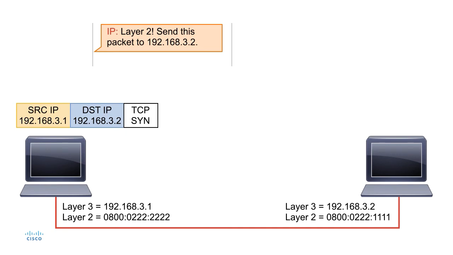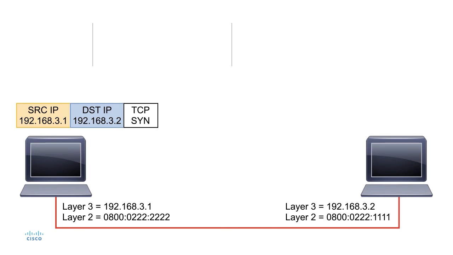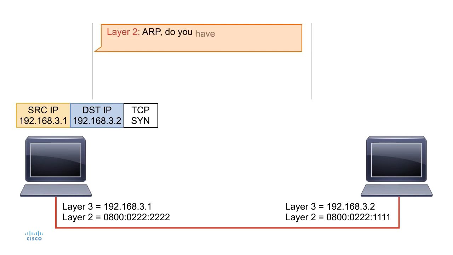Okay, so now the IP protocol has told layer 2 to send the packet to 192.168.3.2. Before layer 2 can do this, it needs to make sure it has an ARP cache entry. So layer 2 says, hey ARP, do you have an entry or a mapping for 192.168.3.2?